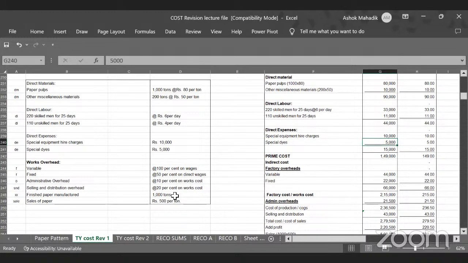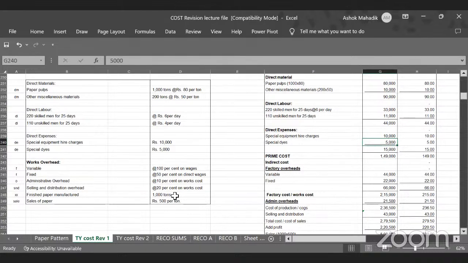Factory works overheads. So after prime cost, we go to indirect cost. First is factory overheads. Variable cost, it says 100% on wages. So what is the total of wages? 44,000. So under factory overheads, make two sections, variable and fixed. So under variable put 44,000. Okay. And fixed is how much? 50% of direct wages. So 22,000. Okay. So we got factory overheads.